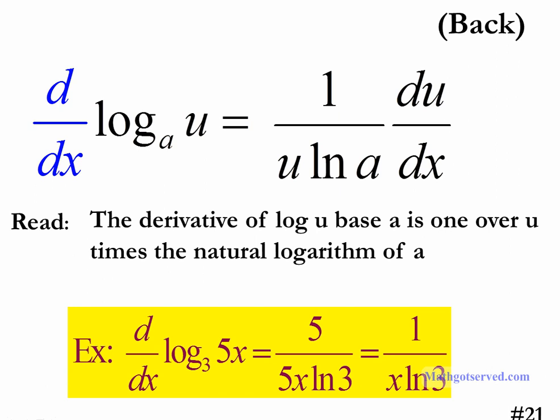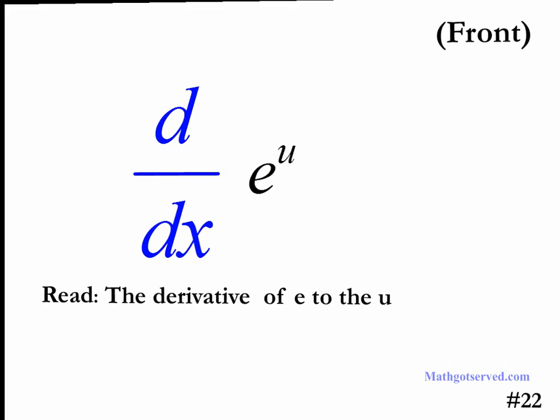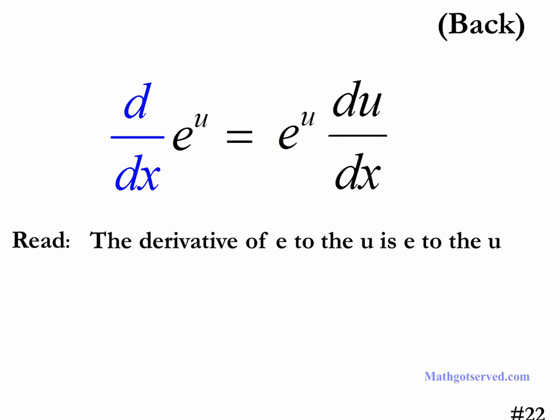All right, let's move on to formula number 22. The derivative of e to the u, the exponential function. The derivative of e to the u is e to the u du dx. The unique thing about this function is it is its own derivative. All right? Let's consider an example.